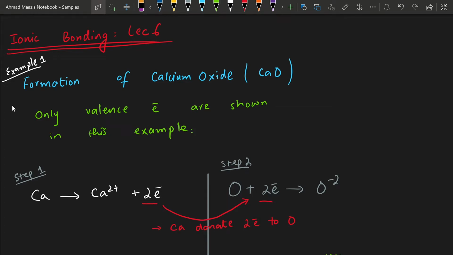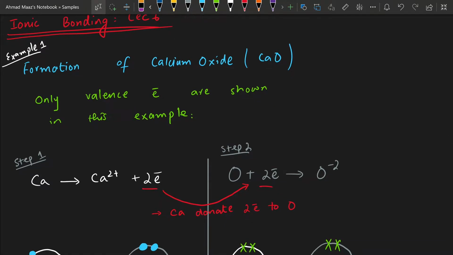Alright, in the previous video we saw the three steps of the formation of sodium chloride. Now let's have a look at another example: formation of calcium oxide. How is calcium oxide formed? What type of bonding? Obviously it is ionic bonding.